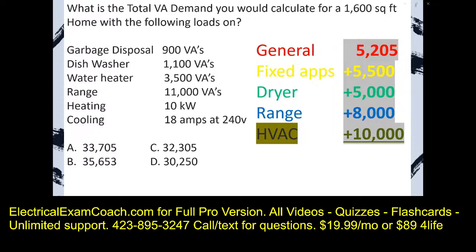So I'm going to do mine like this, 5,205 plus 5,500, and then I'll hit the equals button. And then I'll do plus 5,000, plus 8,000, plus 10,000, pushing the equals button in between each time just to make sure I end up with the right answer. Then I'm always going to double check my answer on these large calculations and make sure that I get the same number twice. We end up with 33,705 and we select A.